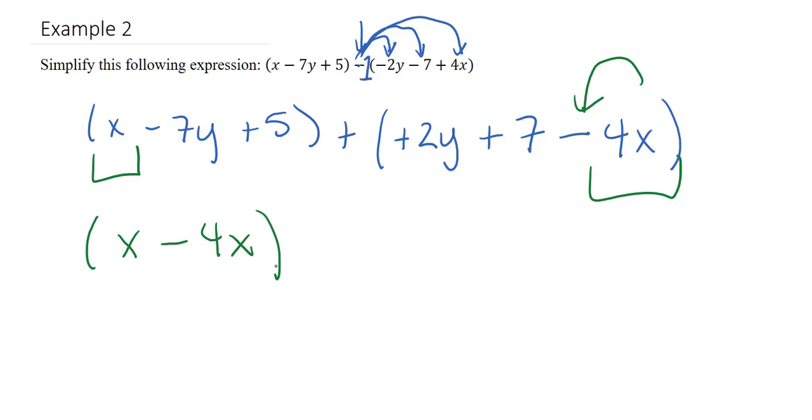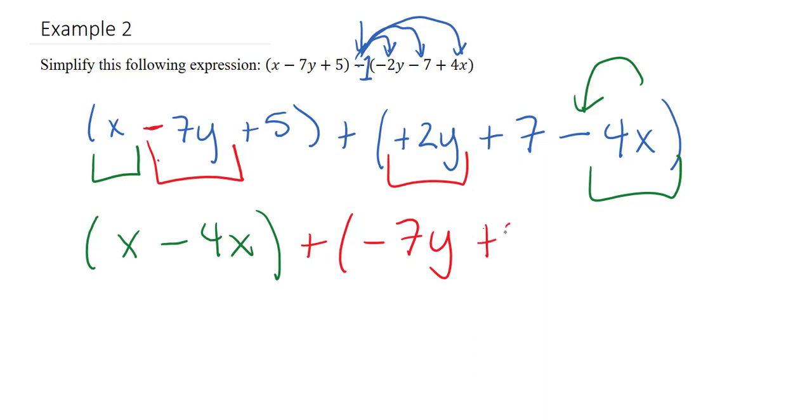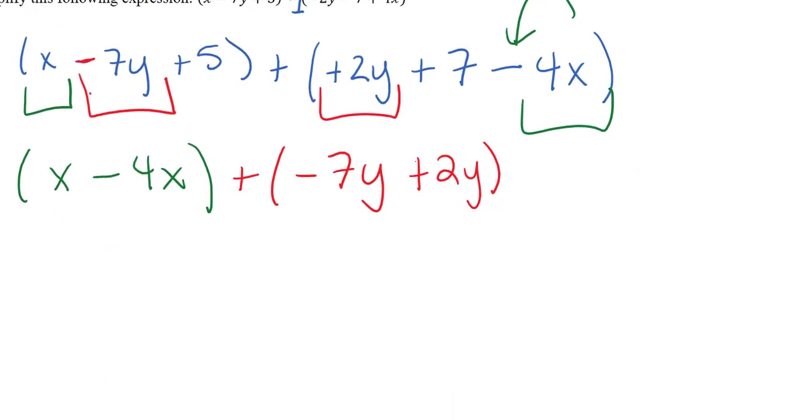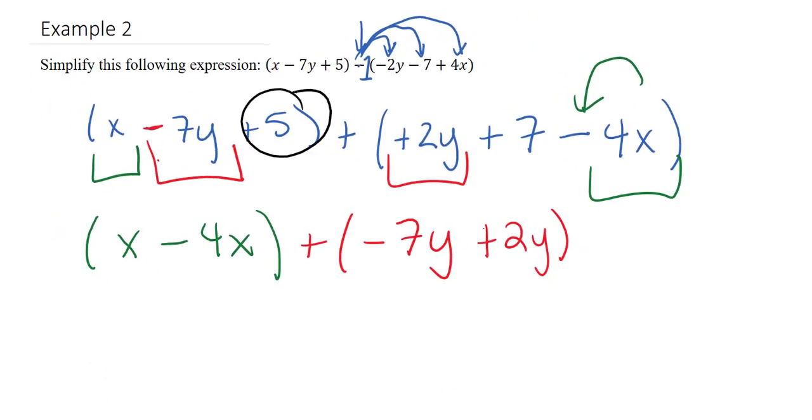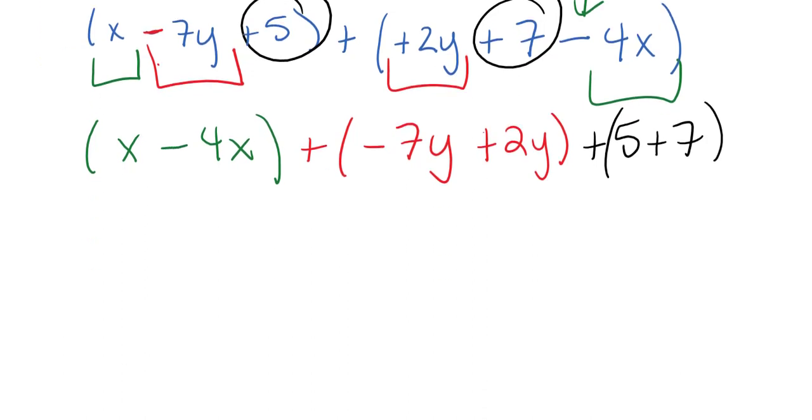Now we have a y. So we have this, don't forget this minus sign. So we can go negative 7y. And then we have also a 2y. So let's add those together. And then we have two numbers. So we have 5 and we have 7. So let's add 5 plus 7. Put those in parentheses, because this is positive, so we don't need to go positive 5. It's just understood as positive.